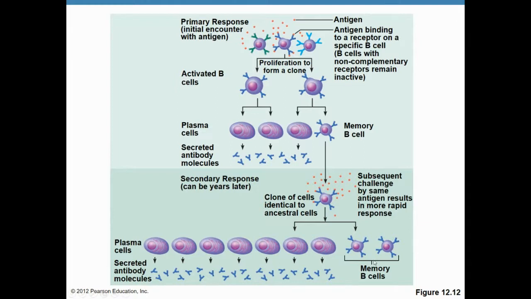And in that second infection, you're going to get some memory cells that are produced there too. So if you encounter it a third time, you'll get some memory cells for the fourth time, because there's no limit to the number of times we can be exposed to an antigen in our environment.